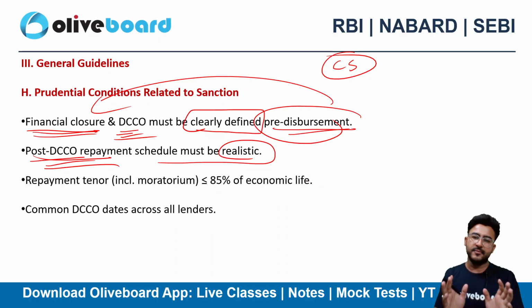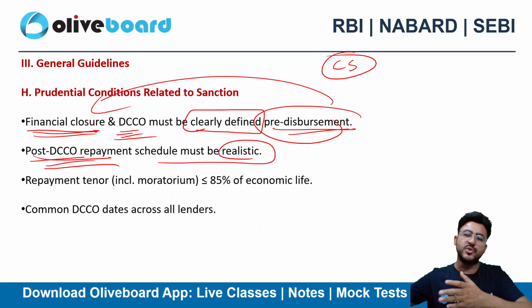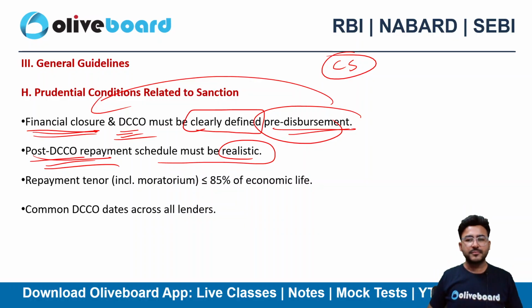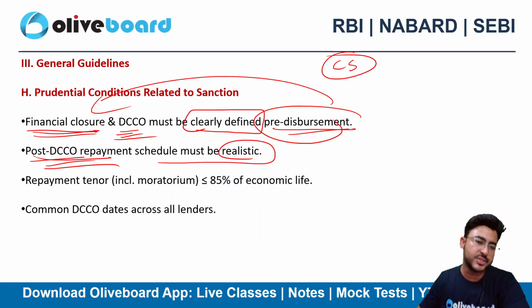It should be realistic. ऐसा नहीं कि रोड की लाइफ ही 10 साल है और आप बोल रहे हो मैं 30 साल में लोन चुकाऊंगा. अरे क्या बात कर रहे हो यार, 30 साल में तो रोड ही खत्म हो जाएगा, 2 बार और बनाना पड़ जाएगा रोड को, राइट? तो इट शुड बी रियलिस्टिक इन नेचर.